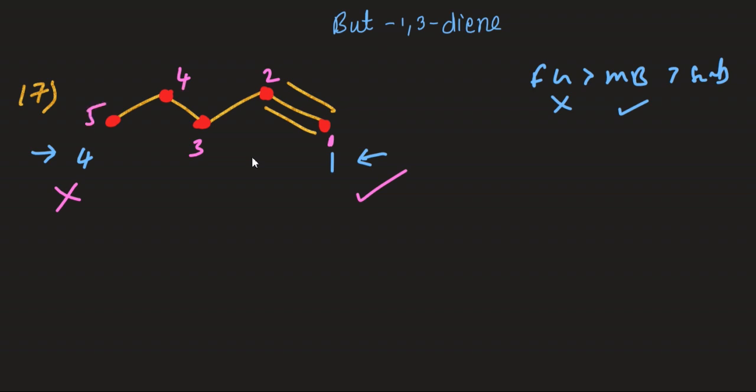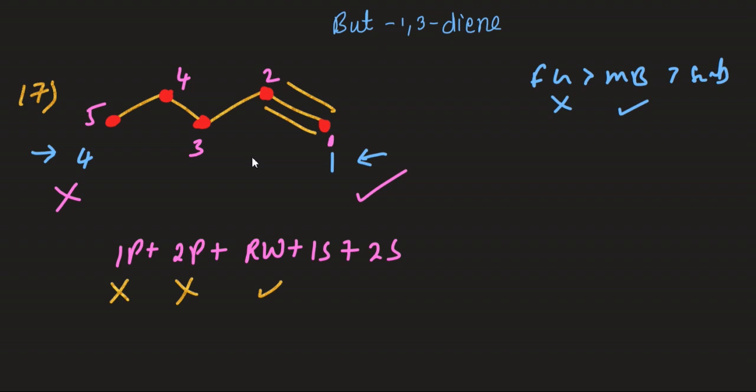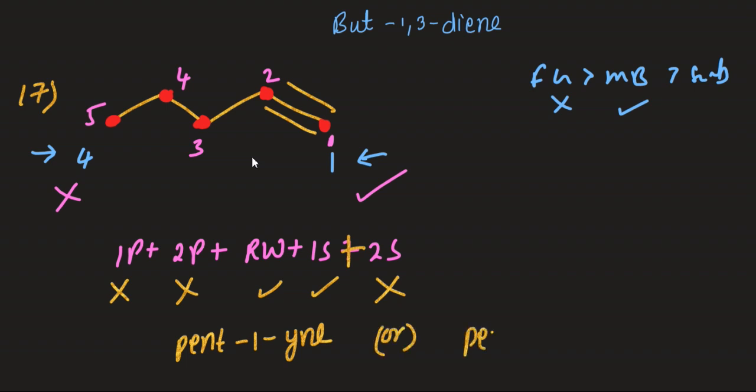So if we start from here, the numbering will be 1, 2, 3, 4, 5. Next, how to write the IUPAC name? Primary prefix, secondary prefix, root word, next primary suffix and secondary suffix. There is no cyclo or bicyclo, as well as no branches and no substituent. What is the root word? 1, 2, 3, 4, 5. 5 is nothing but what? Pent. Next, the primary suffix is alkyne. There is no functional group. So alkyne at which position? First position. Pent-1-yne. Or directly you can call it what? Pentyne.